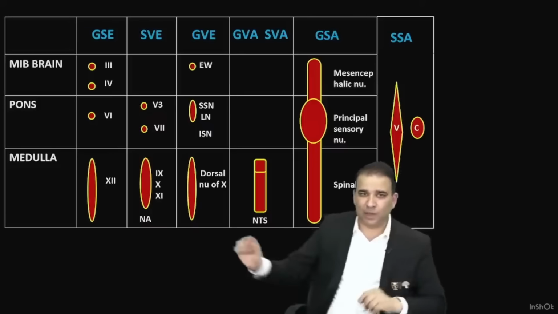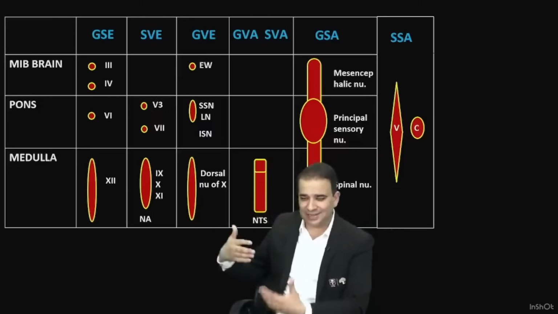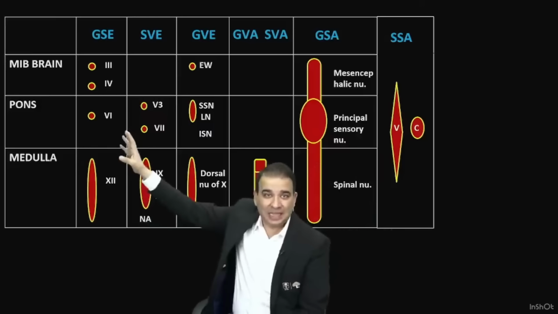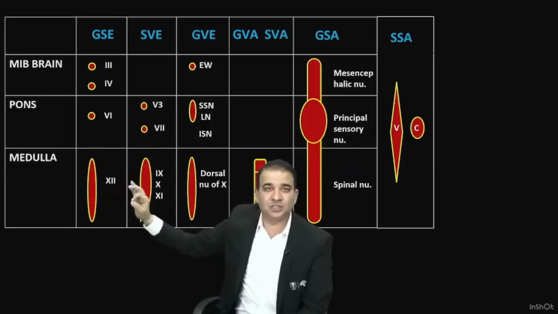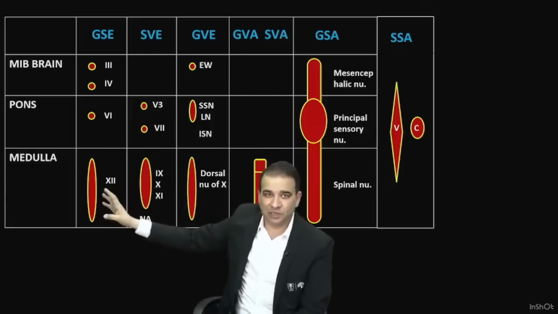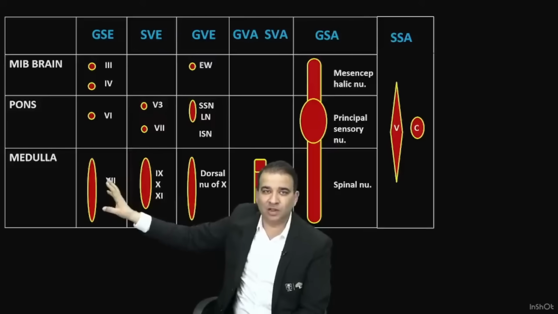I'll just take 1 minute to quickly explain this thing here, so that when you read these slides, you can understand this. The first column is general somatic efferent. The first column is basically for extraocular and tongue muscles. So whatever nuclei you're looking at here, they're supplying the extraocular and tongue muscles only. 3, 4, 6 and 12, extraocular and tongue muscles.